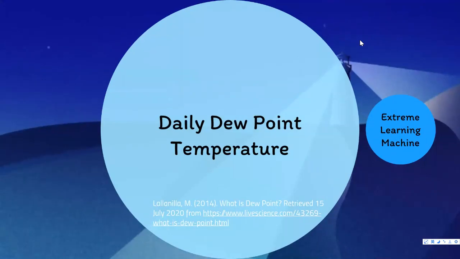The second point is daily dew point temperature. Daily dew point temperature is the temperature at which the gaseous state of water, which is water vapor, is saturated in the air. This is important in identifying and predicting weather phenomena.